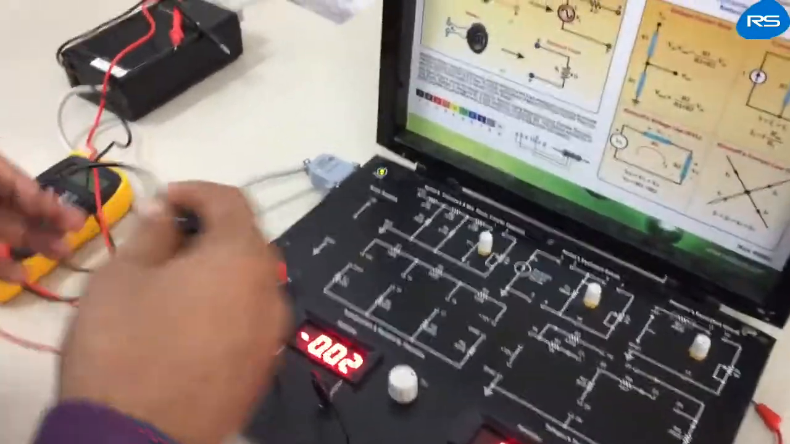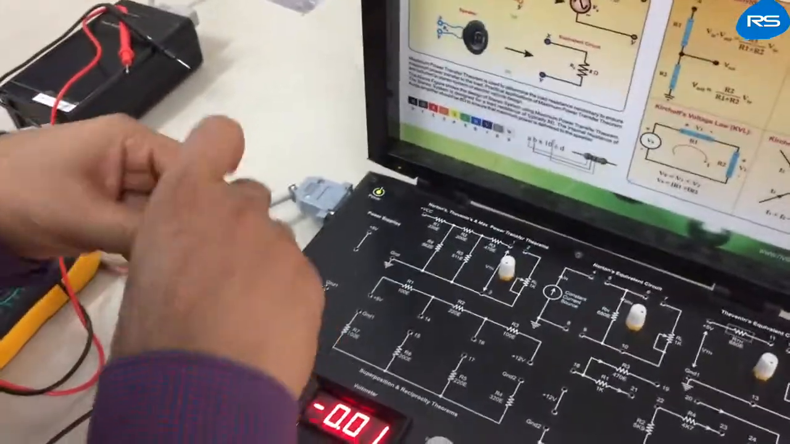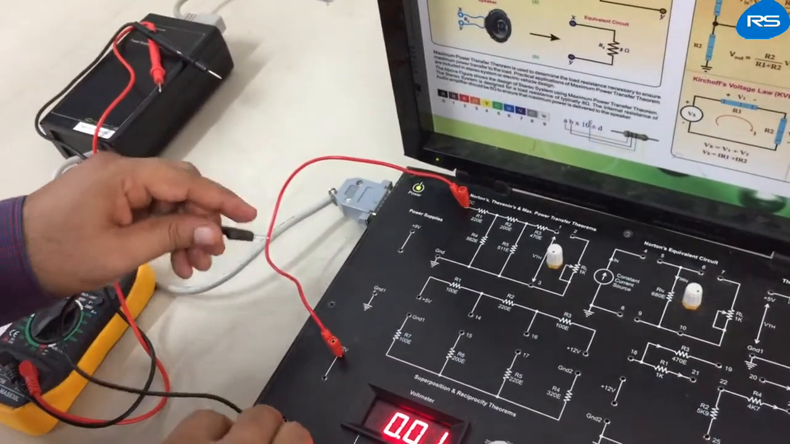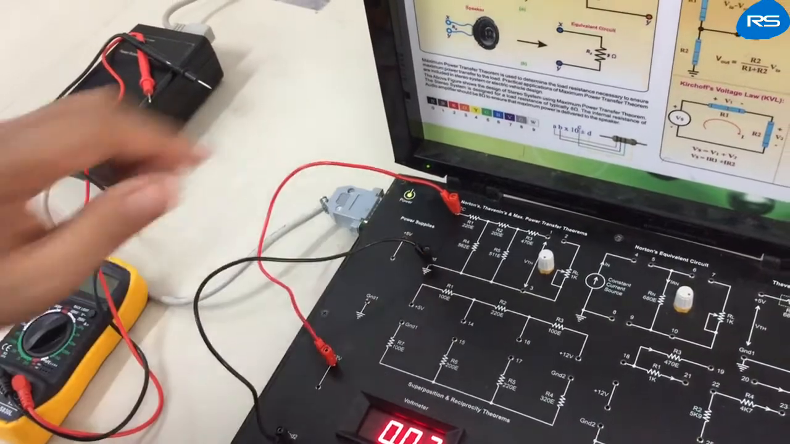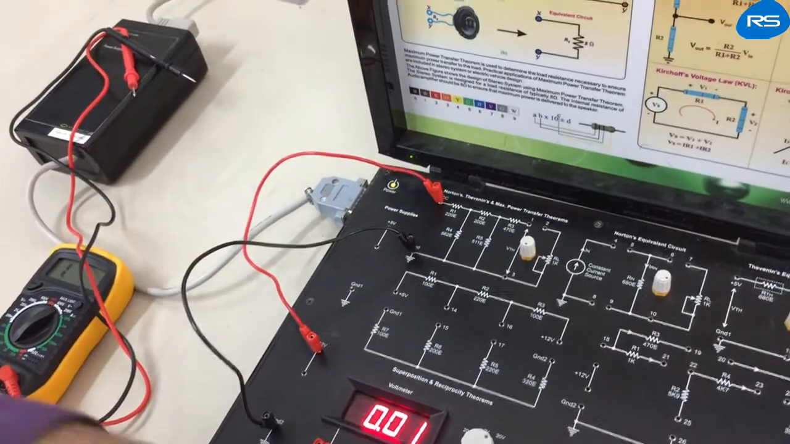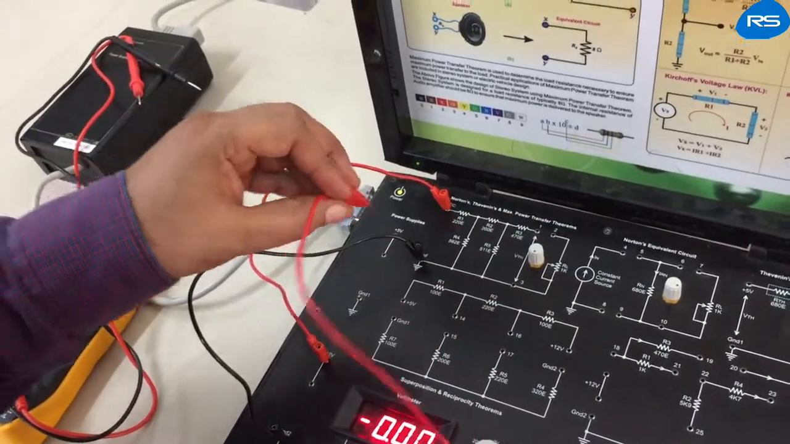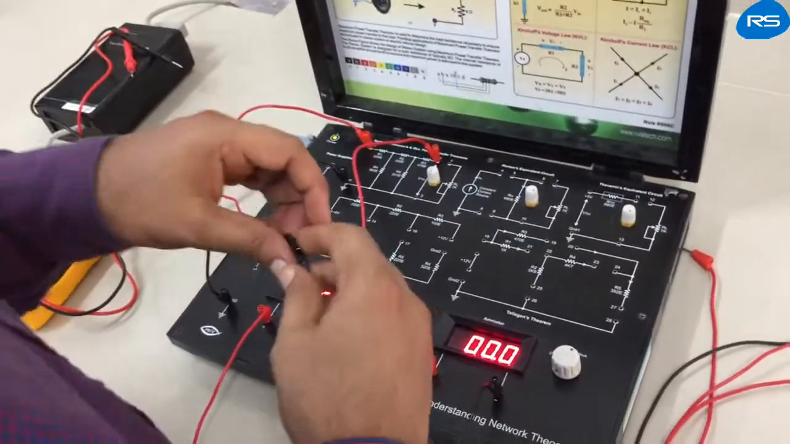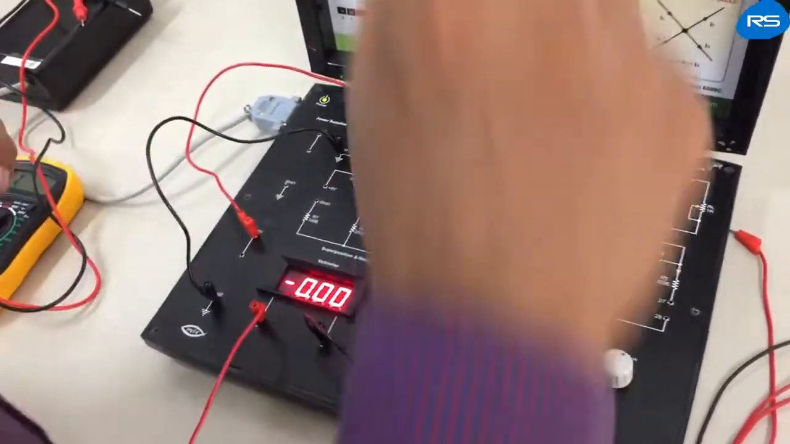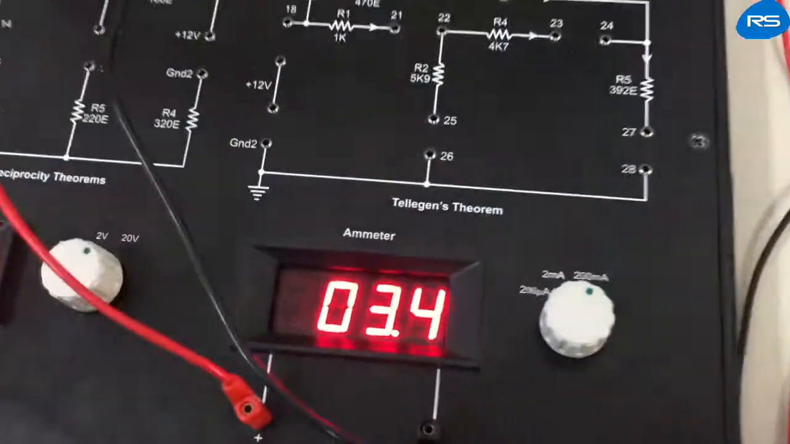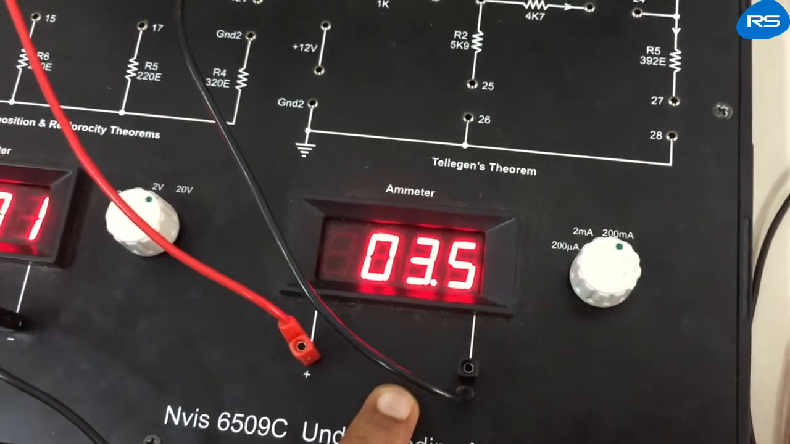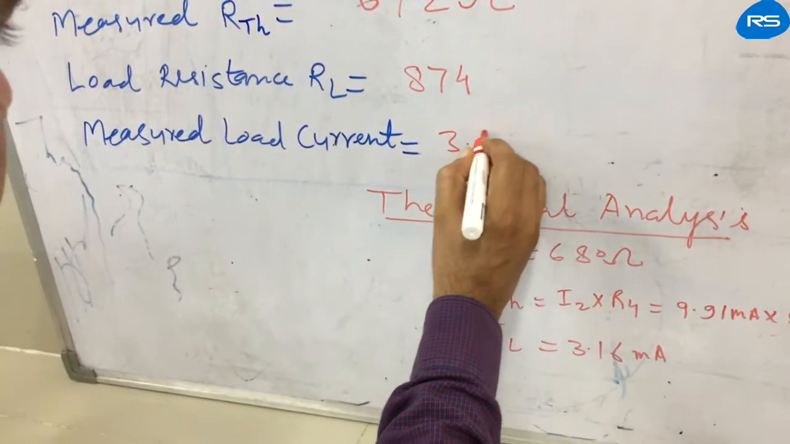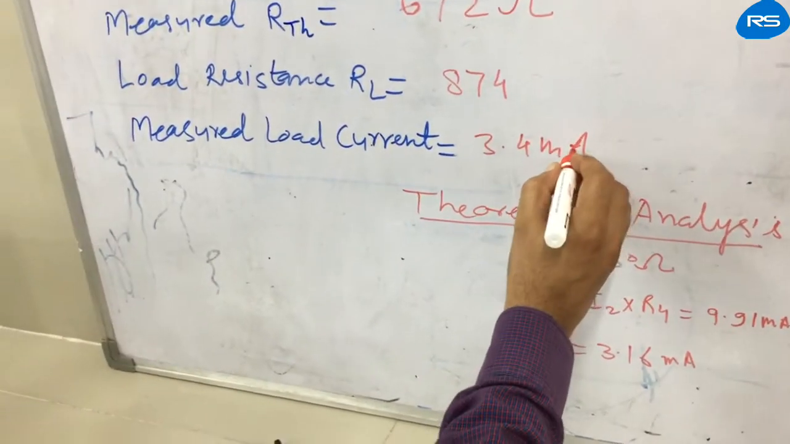In order to find the load current, we will connect the power supply plus 12 volt positive terminal with the plus VCC terminal, and the ground terminal of the power supply with the ground terminal of the given circuit, and the positive terminal of the ammeter with 0.1 of the circuit, and the negative terminal of the ammeter with 0.2 of the given circuit. So in this way we have observed that we are getting 3.4 milliampere of load current. So the measured load current is equal to 3.4 milliamperes.